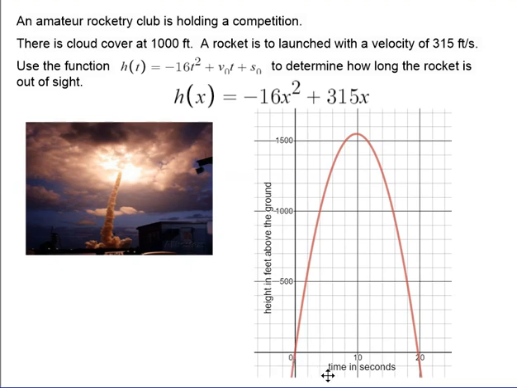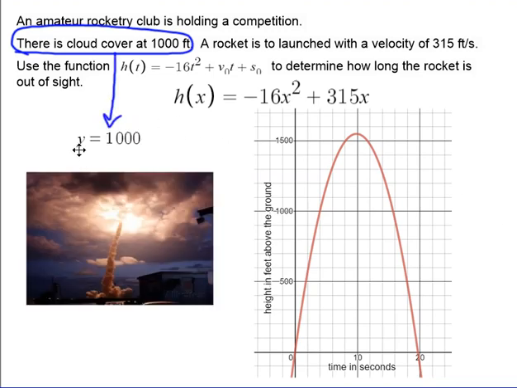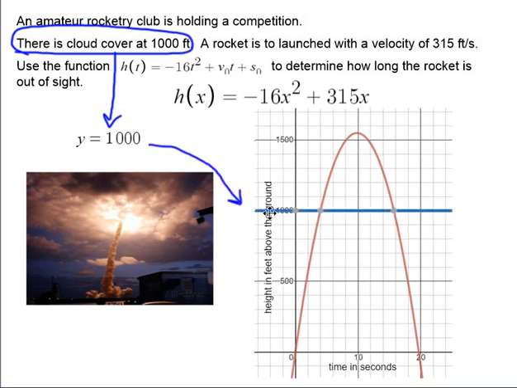My x-axis label is time in seconds. My y-axis label, I typed in height in feet above the ground. And then you can see my parabola goes up. I can see the vertex of it because I changed my y-axis to go high enough. And then I can see how long it takes the rocket to come back down to the ground. But wait, we're forgetting there is cloud cover at 1,000 feet. We need to add that into our graph. So we're going to type y equals 1,000 to represent the cloud cover right here.